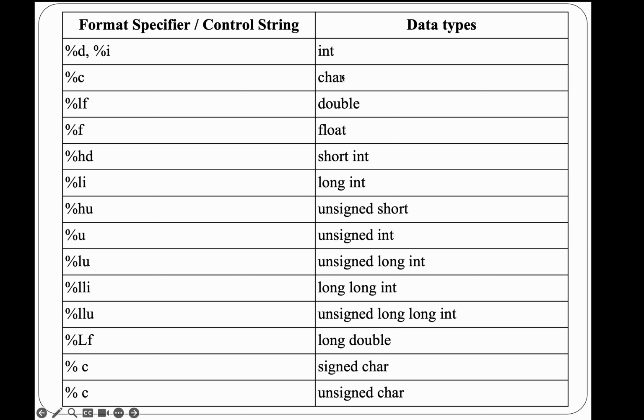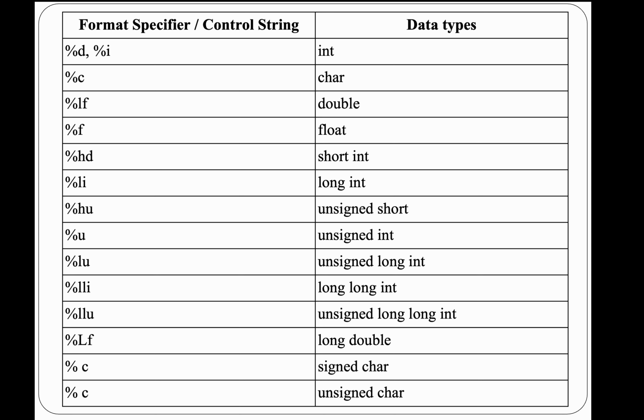As I said earlier, for character, signed character is also %c, unsigned character is also %c. The reason is it depends on the compiler. The character might fall under a signed character or unsigned character. So this is the format specifier of each and every data type. I hope we cannot remember all those things, but you can save this video wherever you have any different options which might be used.